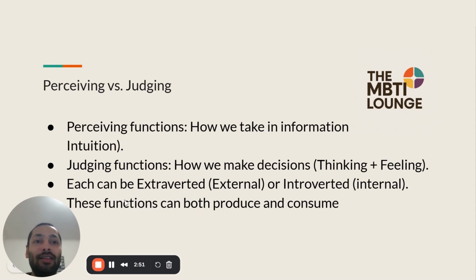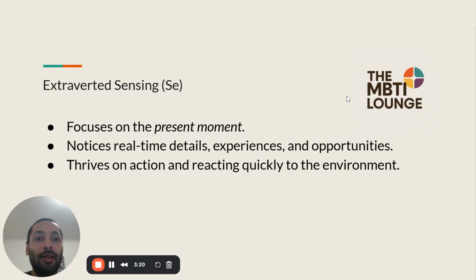These functions can both produce and consume. I'm an extroverted sensor, so I can consume experiences a lot, and I can also produce experiences. The consumption side comes from me being observant of how many different types of experiences there are, so I can consume or watch information. And the production side of extroverted sensing is how I can produce experiences for other people.